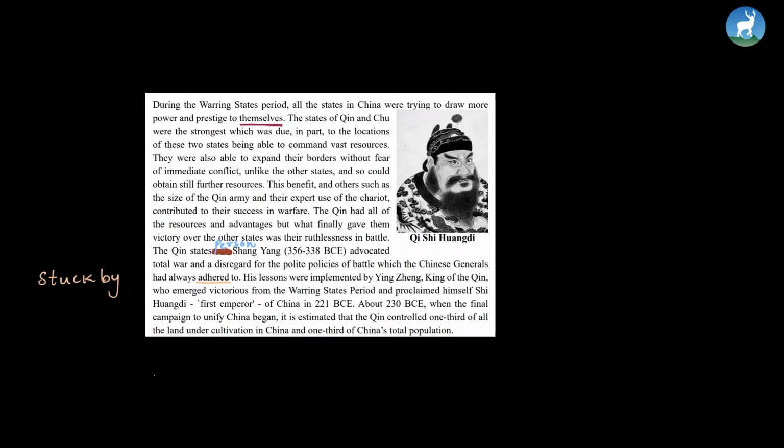His lessons were implemented by Yin Zheng, king of the Qin, who emerged victorious from the Warring States period and proclaimed himself Shi Huangdi, the first emperor of China in 221 BCE. About 230 BCE, when the final campaign to unify China began, it is estimated that the Qin controlled 1/3 of all the land under cultivation in China and 1/3 of China's total population.